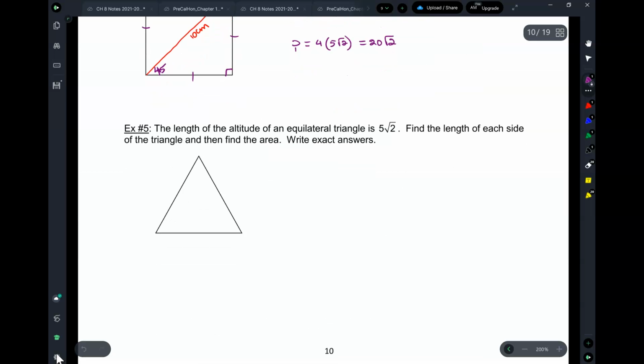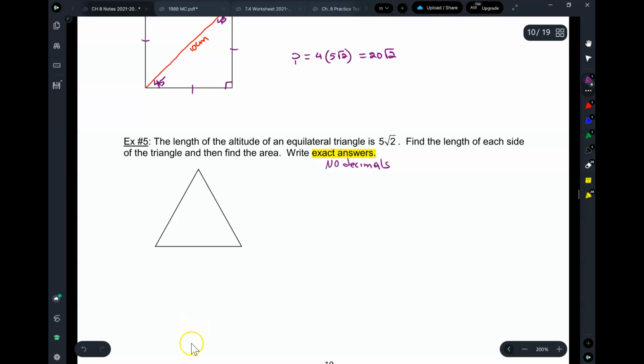Okay, so the next one, I'm going to have you do it on your own. I'm going to give you about 2 to 3 minutes. The length of an altitude is 5 root 2. Find the length of each side, and then find the area. When it says use exact answers, that means no decimals. Either roots or fractions or whatever. Simplified though.